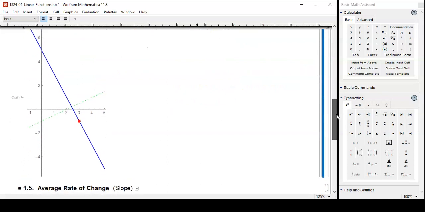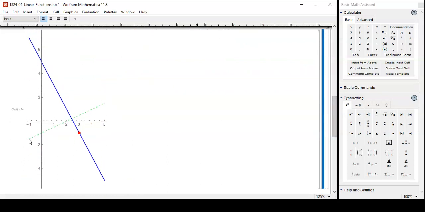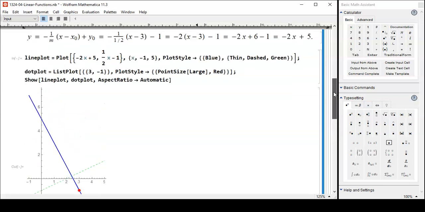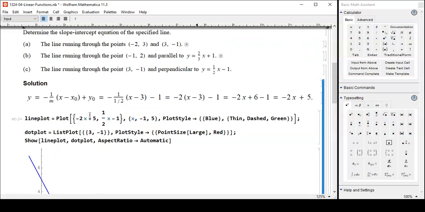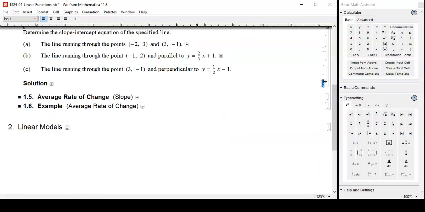And then here's this graphical justification. This is the point the line is running through, and this green dotted line is the given line. Do you see the blue line is indeed perpendicular? That's negative 2x plus 5 is indeed perpendicular to that.